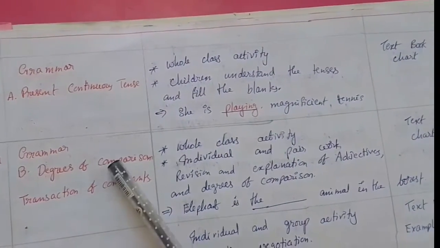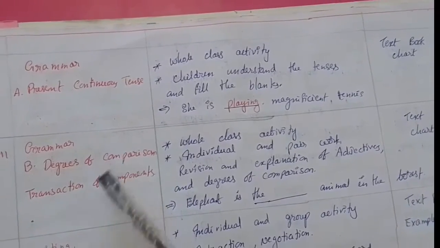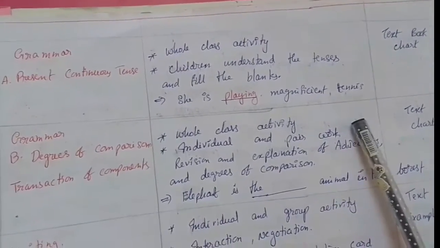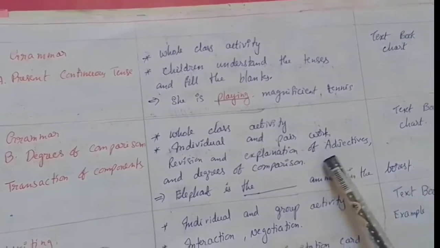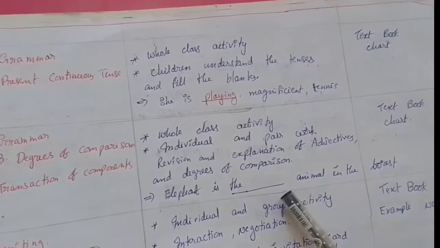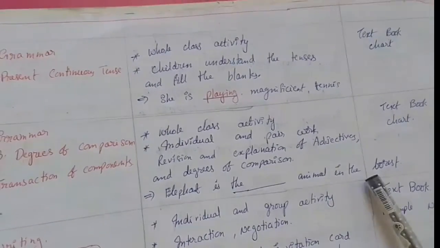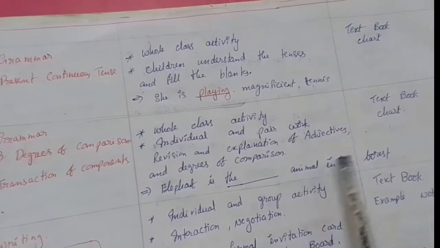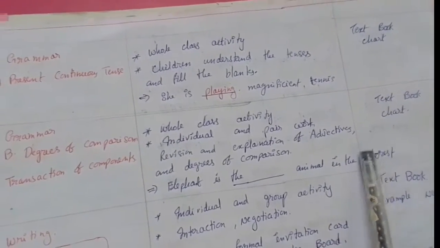Next, 11th period. Here is grammar, degrees of comparison. Transaction of components will be there. It's a whole class activity. Individual and pair work. Revision and explanation of adjectives and degrees of comparison will be there. Elephant is the dash animal in the forest. Biggest animal. Okay, it's in superlative degree. We use textbook and chart as TLM.